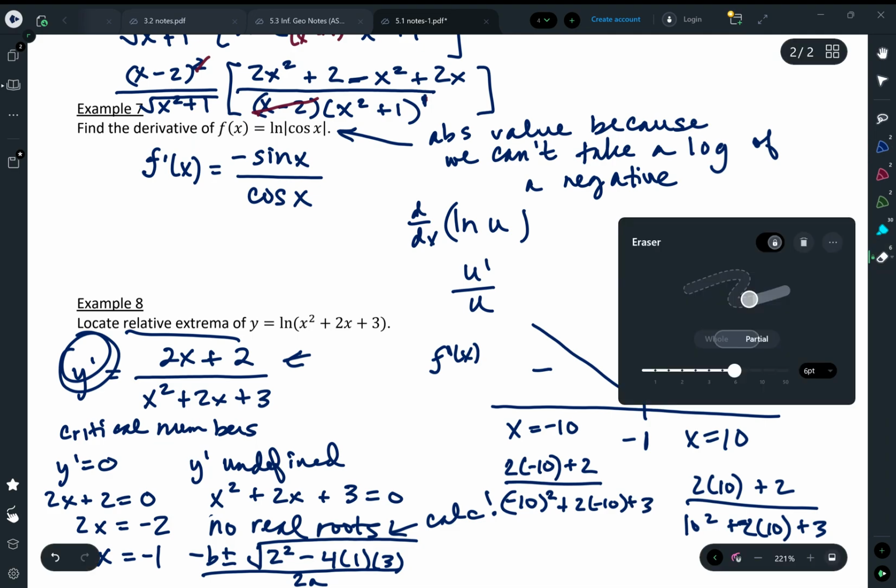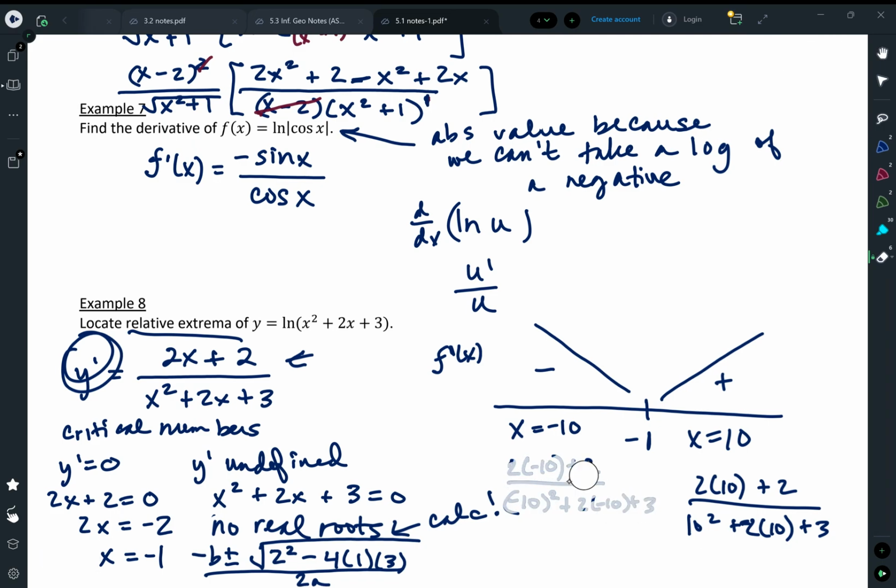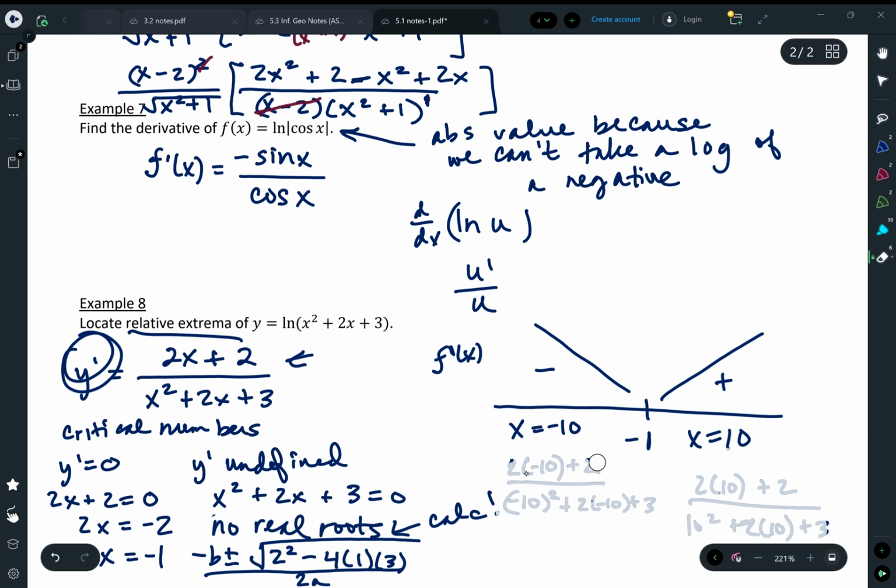So now that I know it's a minimum, I have found a relative minimum. I'm pretty happy with that. But I only know where it is. I don't know what it is. So I do need to find f of -1. So let's go ahead and have that be our last step here. I don't know why that didn't erase very well. There we go. So let's go ahead and find f of -1.